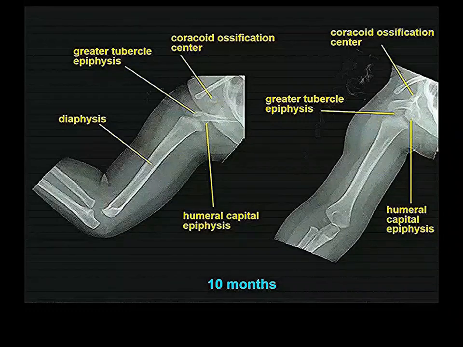This is a 10-month-old child. There's very little going on down here at the elbow region. We'll look at the elbow later. But you can see here the epiphysis for the actual head of the humerus. That's called the humeral capital epiphysis. And there's one here for the greater tubercle of the humerus. There is an epiphysis for the lesser tubercle. I don't know if it's developed at this stage or not. It's very hard to see anyway because it's very small. But there is a separate epiphysis for the lesser tubercle. Here's the shaft, or diaphysis, of the humerus.